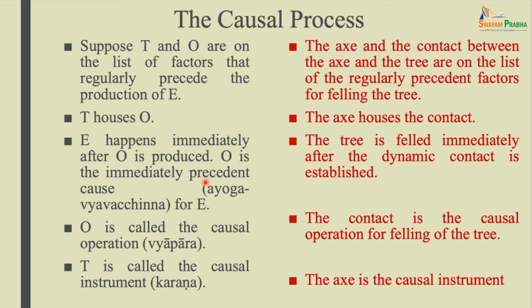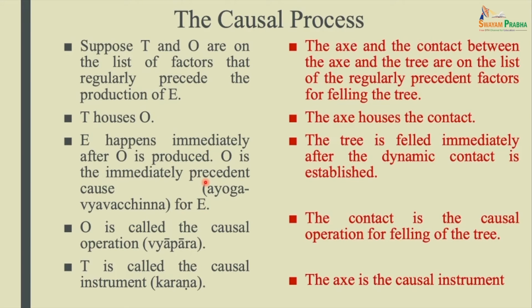The axe houses the contact, right? Because if the contact has to be housed, it must be housed in the axe itself. The tree is felled immediately after the dynamic contact is established. It is not that you attack the tree sufficiently right now and the tree falls after 10 minutes. No, it doesn't happen that way. It happens immediately. The contact is the causal operation for felling the tree.